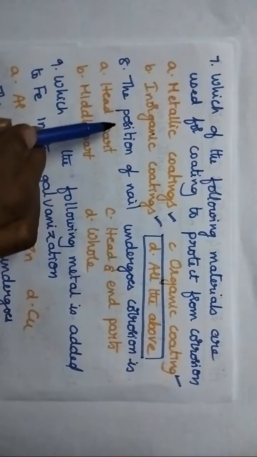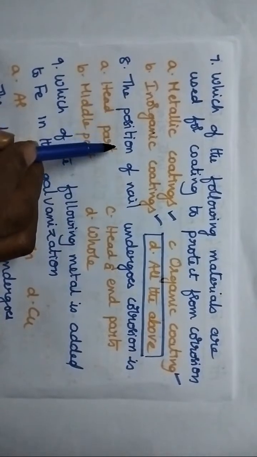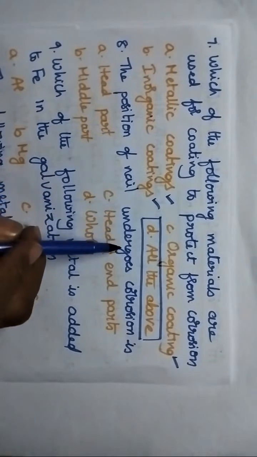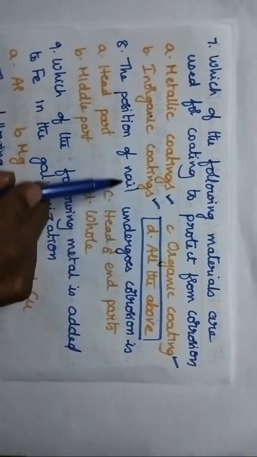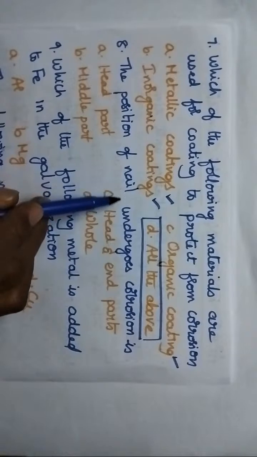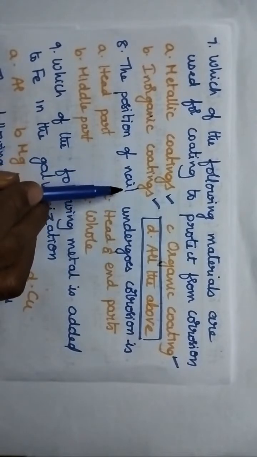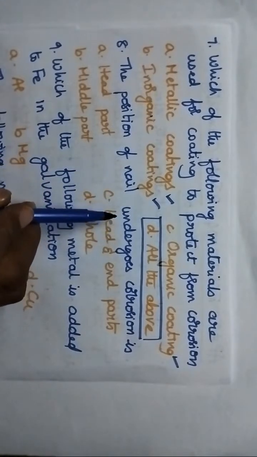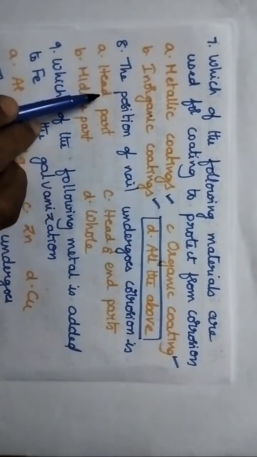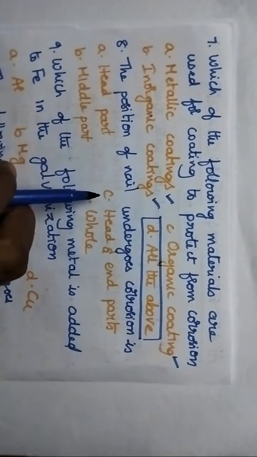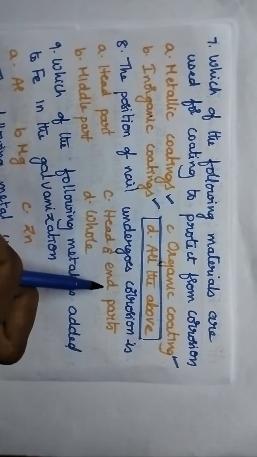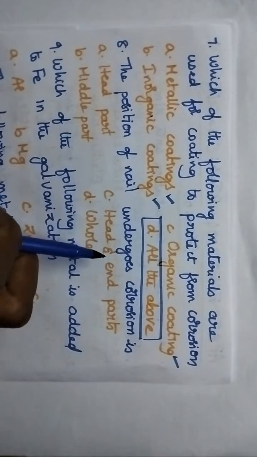Moving to the next question. The position of nail that undergoes corrosion is... That means you have to identify which part of the nail undergoes corrosion. A, head part. B, middle part. C, head and end parts. D, hole. What is the right answer? Mahendra, very good.